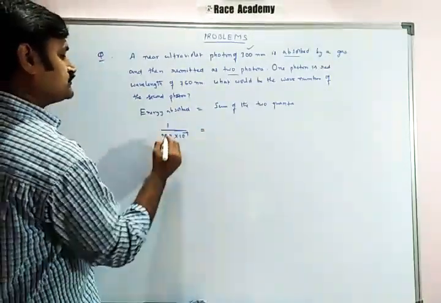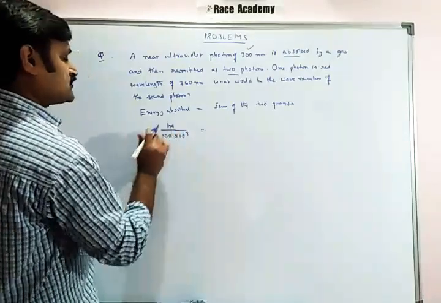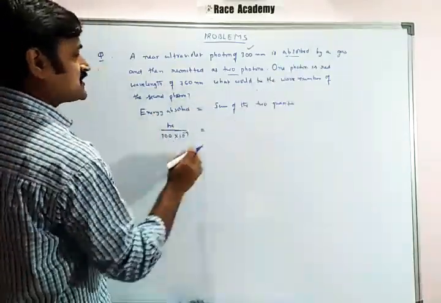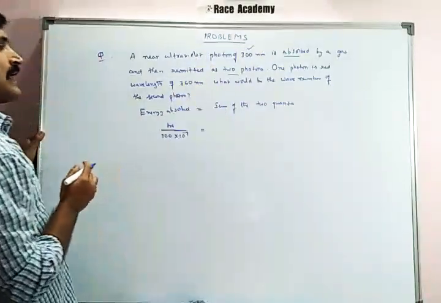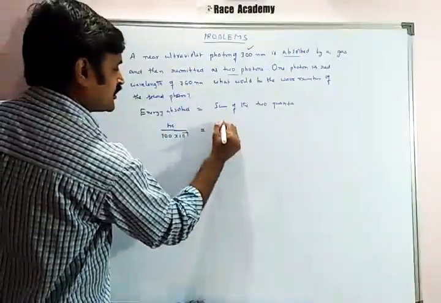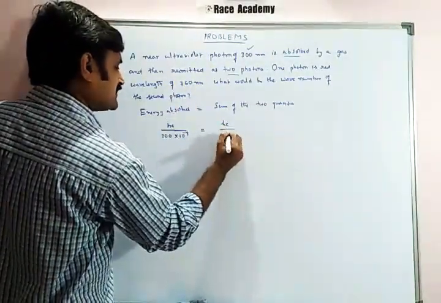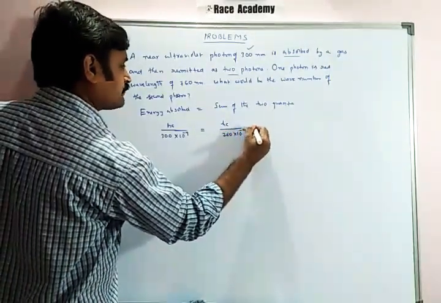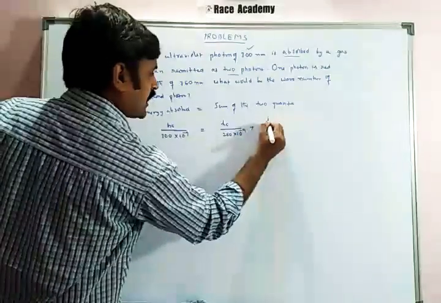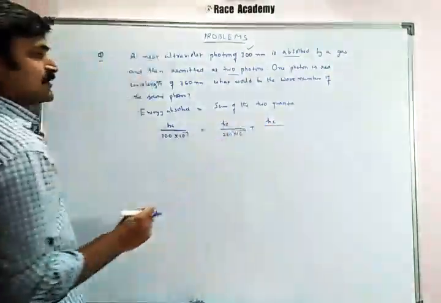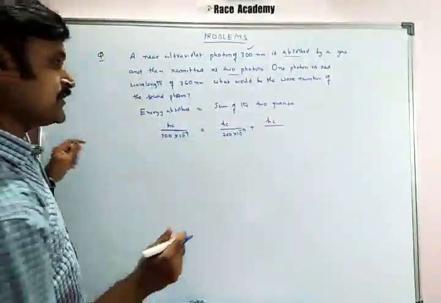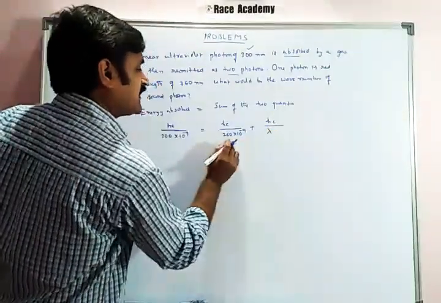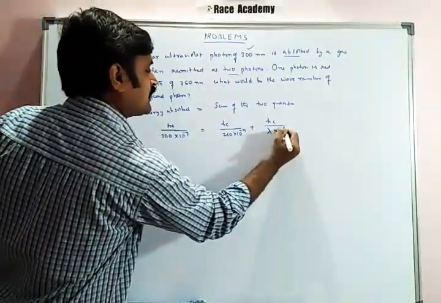That is equal to HC, and that is common for everything, so we can cancel it. The first photon has a lambda value of 760, so it is HC by 760 into 10 to the power of minus 9, plus HC of the second one. The lambda of the second one we don't know, so we will take it as lambda into 10 to the power of minus 9.